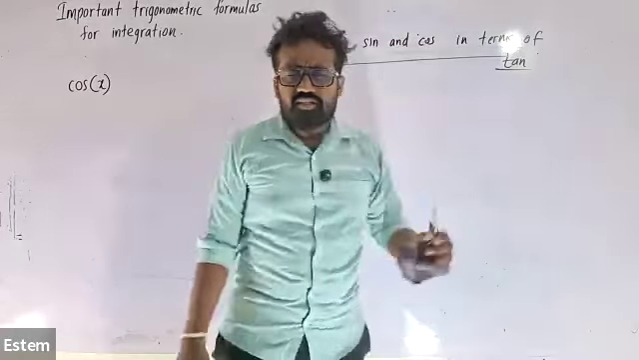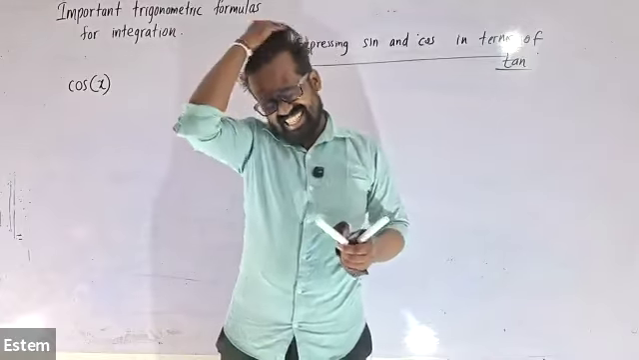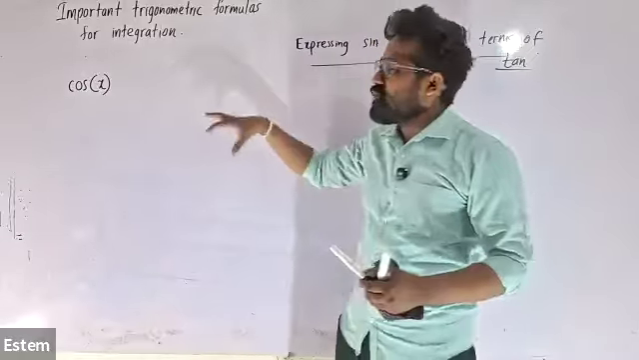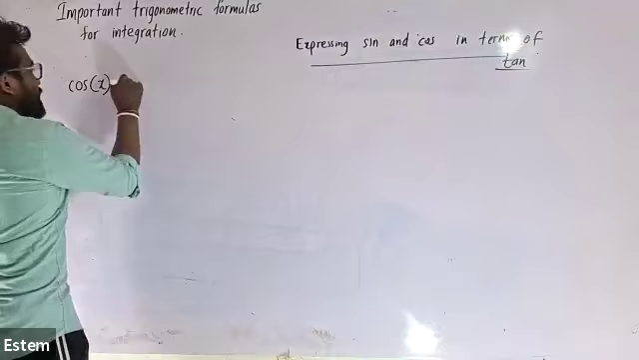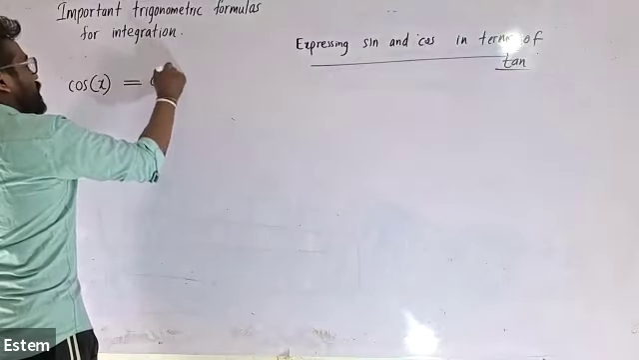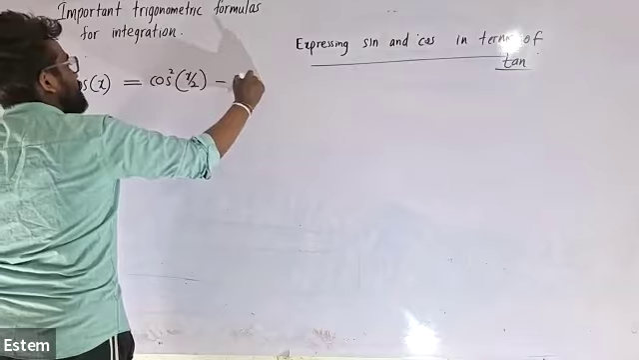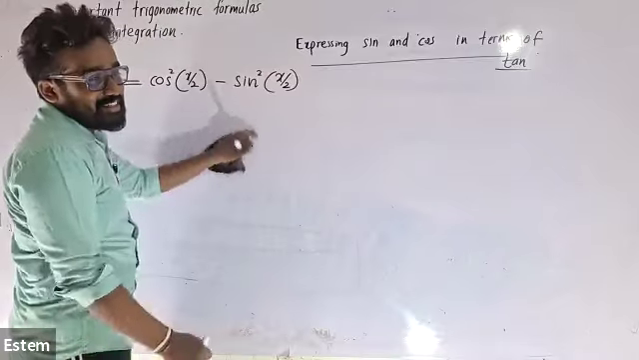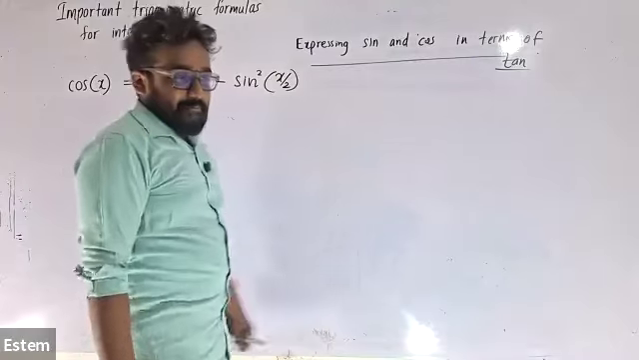How do we express cos x in terms of tan? First, we have to apply double angle formulas. It's not double angle formulas here, I think it is better to say it is half angle formulas. Cos squared x over 2 minus sin squared x over 2. See, this proof is very interesting. Why is it?